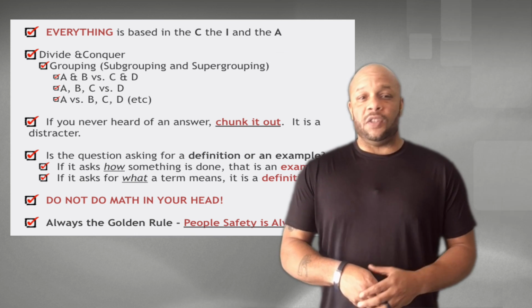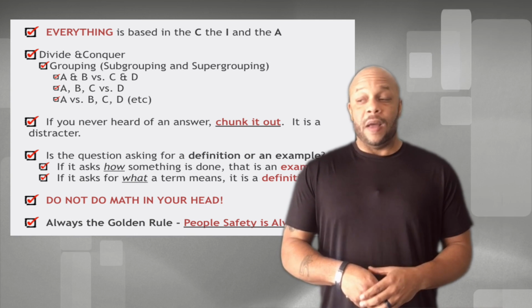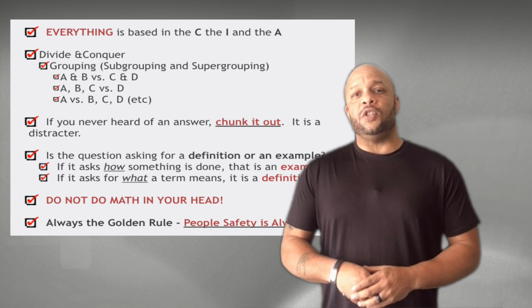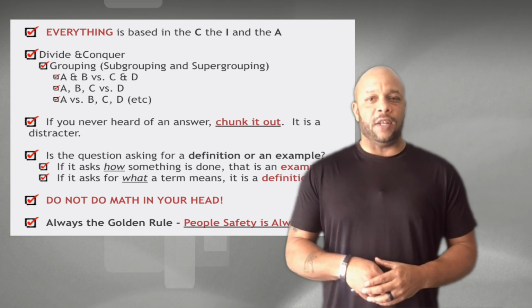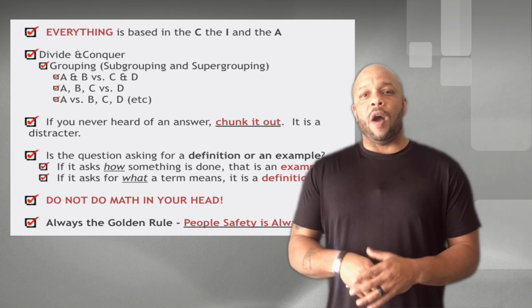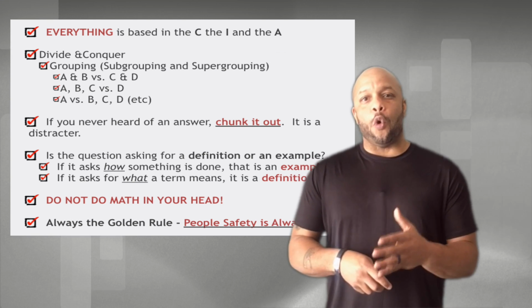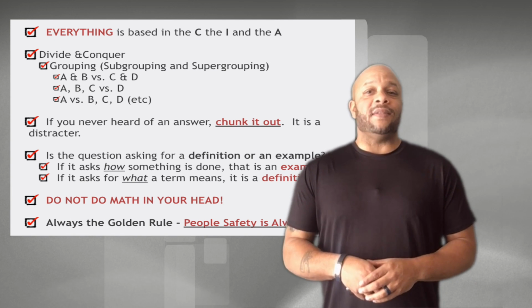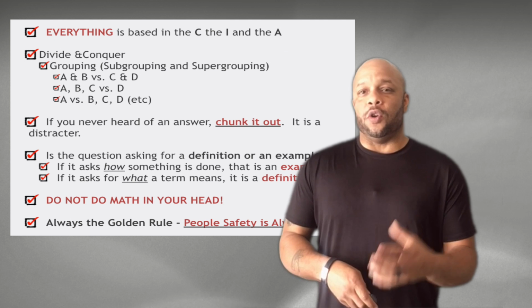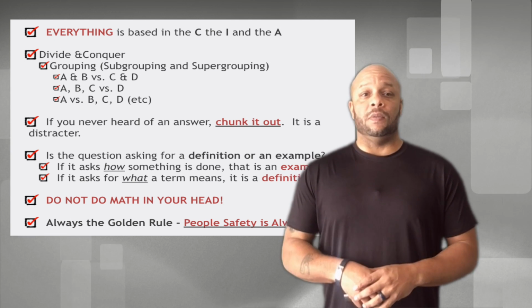Next, if you run into an answer that you've never heard of, get rid of it. It's probably a distractor. It's there intentionally to get you thinking in the wrong direction. Next, figure out whether they're asking you for a definition or an example. An example is how you do something, whereas the definition is what you're doing or what it means.